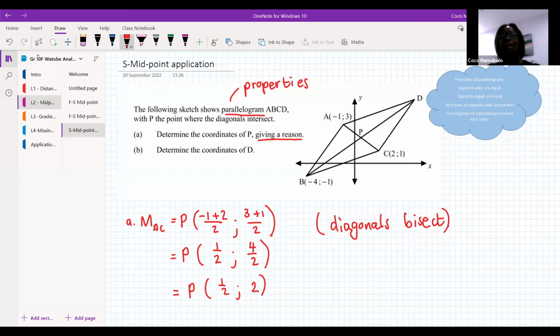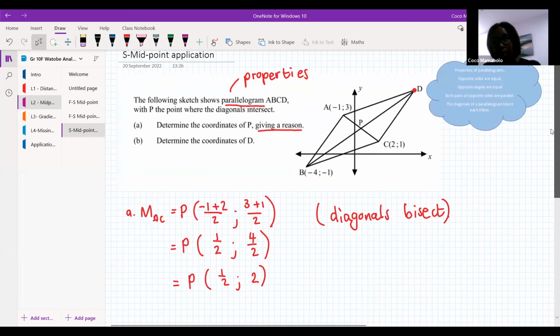Now, here comes a funky question. Now it says, determine the coordinates of D. Now, how do you guys think we can determine the coordinates of D?